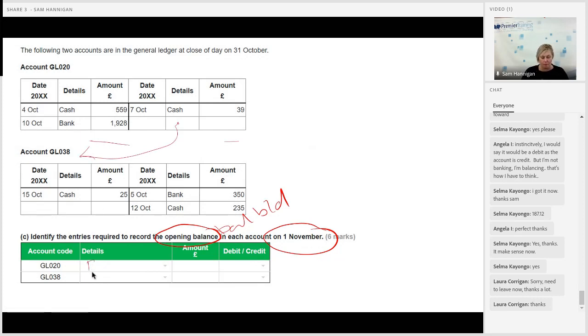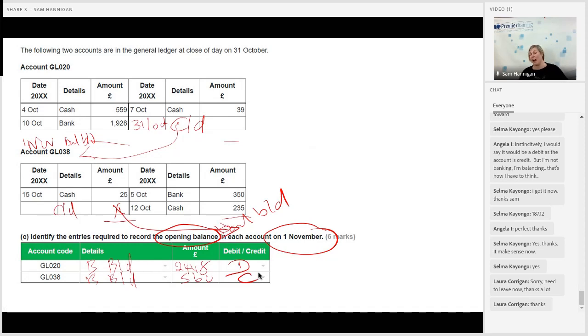So you'd have balance brought down, and I believe that totals 2448 and 560. Your carried down would be on this side at 31st of October. So your brought down on 1st of November would be on this side. Okay, so that's going to be your debit. And in this one, you're totaling it up. Your carried down would be on this side, which means your brought down is going to be on the credit side.